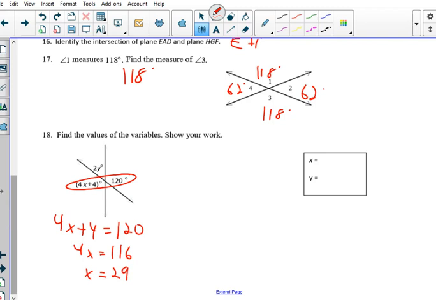Now, there's a bunch of ways you can solve for y. We know that if this is 120 right here, and this is a line, this must be 60 degrees. So you could just say 2y equals 60. Therefore, y is 30. If you didn't see that, you could say 2y plus 120 equals 180. Well, guess what? When you subtract 120, look what you get. Same step as before. So y is 30 and x is 29.